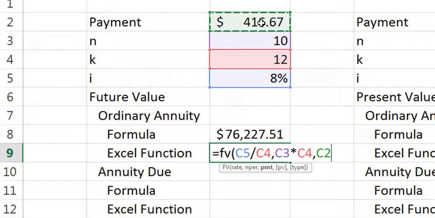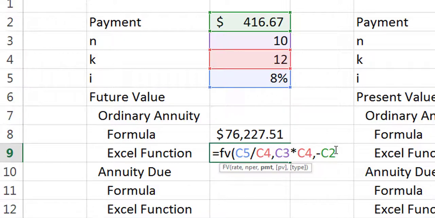Now, Excel's going to look at this and imagine that you're making a monthly payment, so you have a negative amount of money going out of your checking account and into your investment account. So you're going to want to make that negative. So we'll make that a negative C2. And then after that, we have this PV and this type.